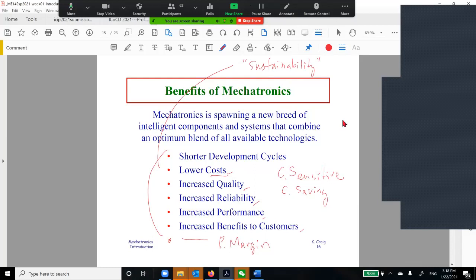Sustainability. So mechatronics and sustainability, I believe, is tightly, directly connected. So in the future, I hope everybody will be able to justify, say more about how mechatronics contribute to sustainability. Not just one sentence. I hope you can write a half page on that.